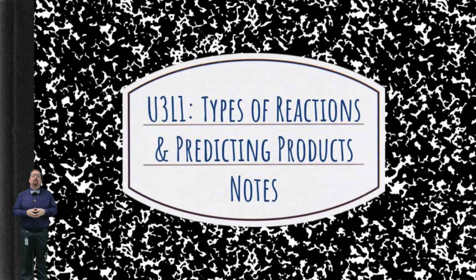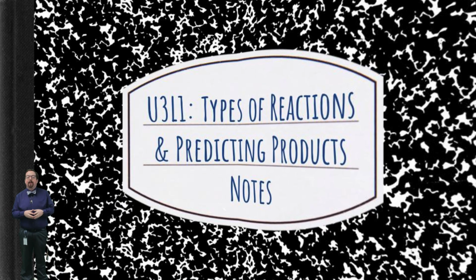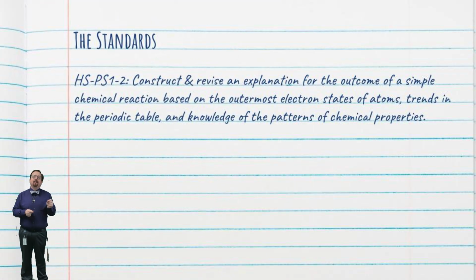In today's lesson, we're going to discuss the different types of chemical reactions and how to predict the products of a reaction if we know the reactants. Here's the standard we're covering.